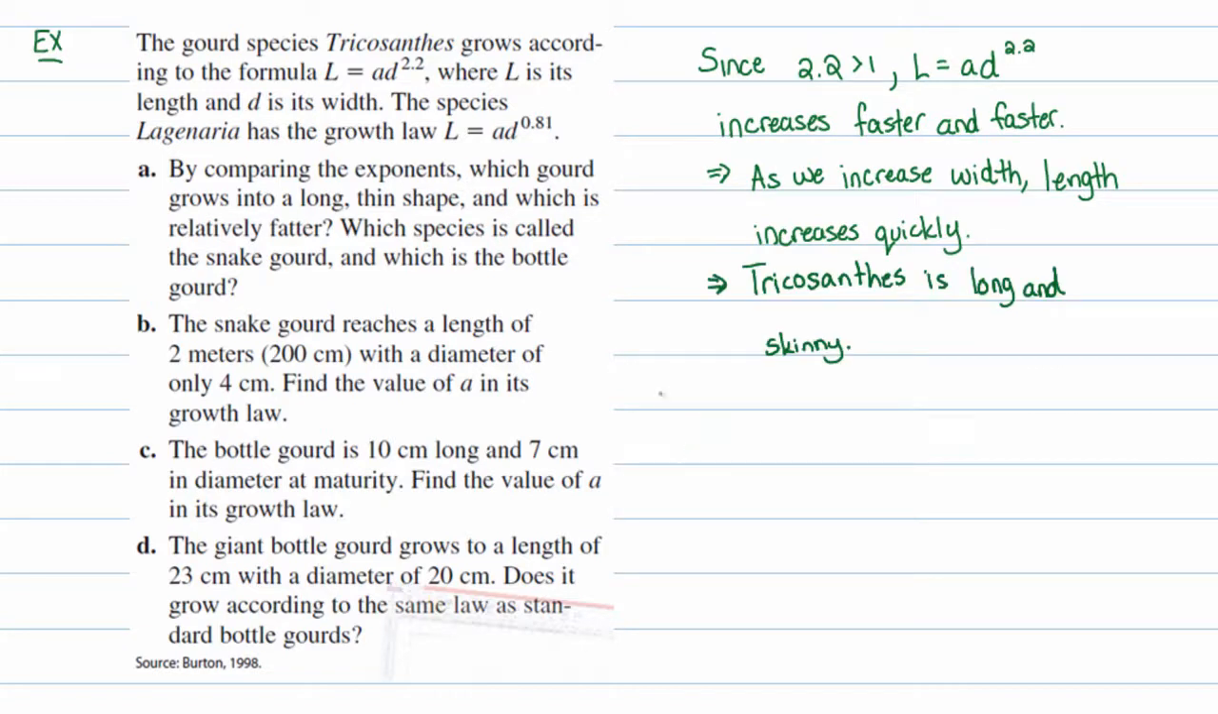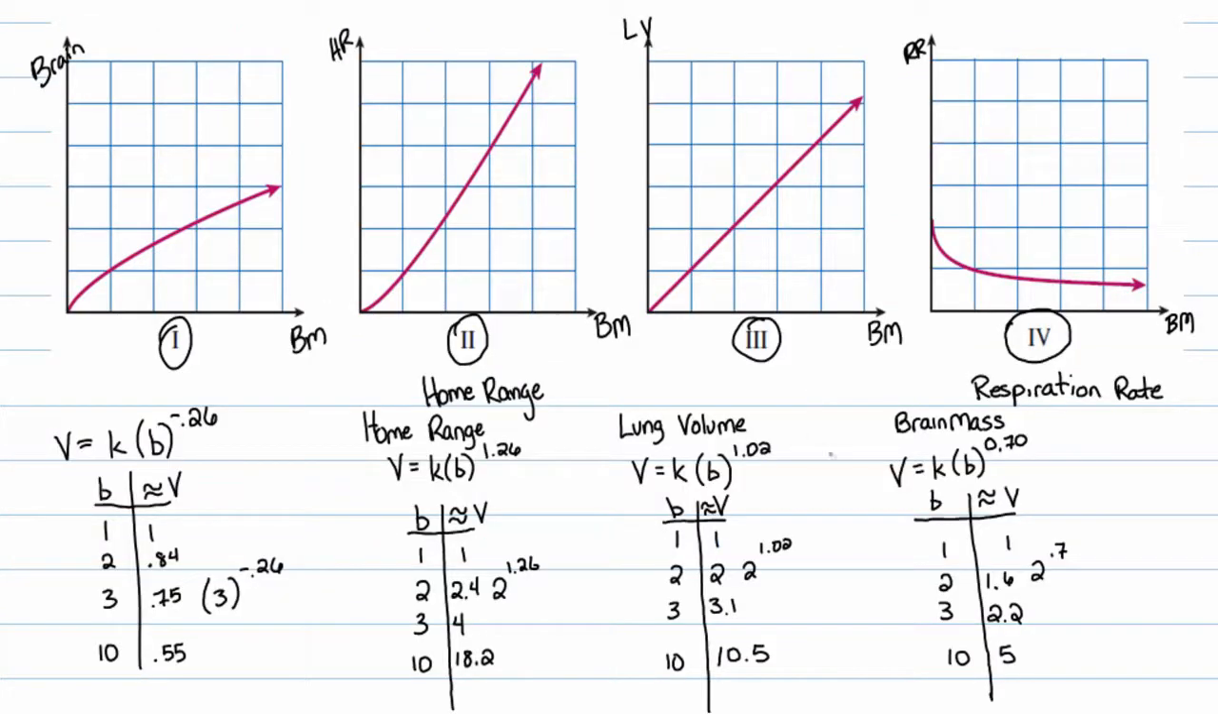On the other hand, the one that's relatively fatter, obviously we're going to know that that's going to be the other one, but let's just talk about it. Since, oops, I misspelled that. Since the power on our second equation for the Lagenaria gourd is less than 1, just from our last example up here, when the power is less than 1, it's right here. Since when the power is less than 1, you can see that in this case the brain mass, we have it that it's increasing, but it increases ever more slowly as time goes on.